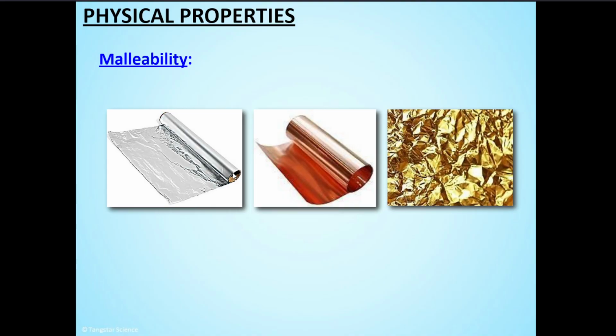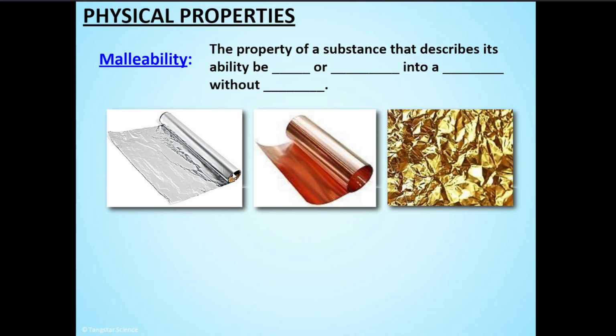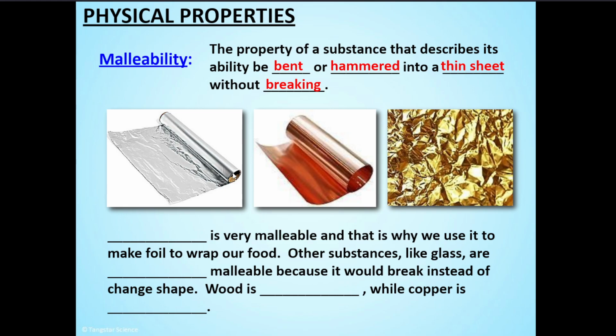Malleability. So malleability is going to be the ability to hammer or bend metal into a thin sheet. Okay. So aluminum is going to be very malleable, as we know with the aluminum cans, which is why we make aluminum foil with it. Glass and wood are not malleable, while copper is very malleable as well.